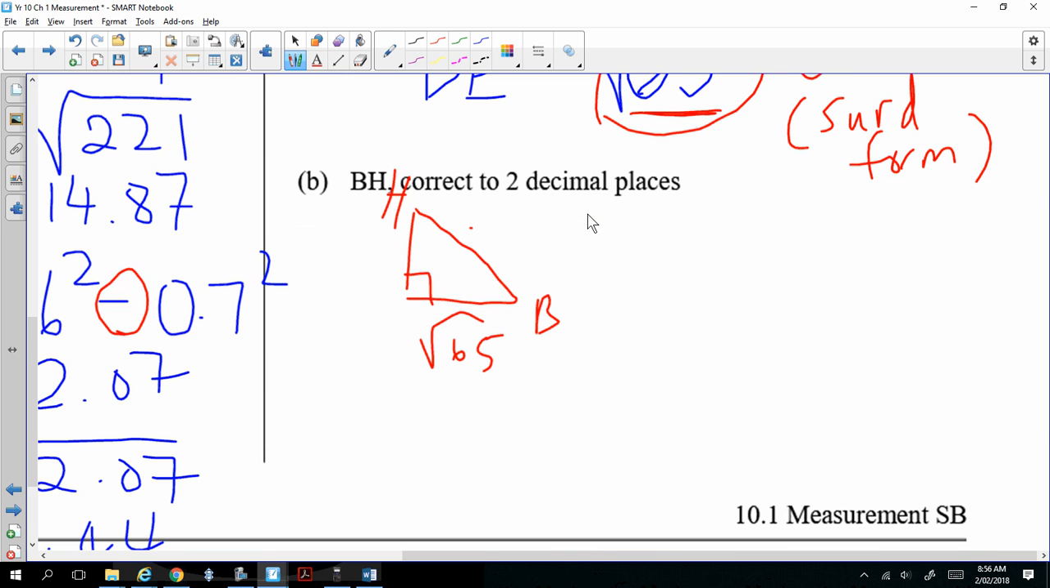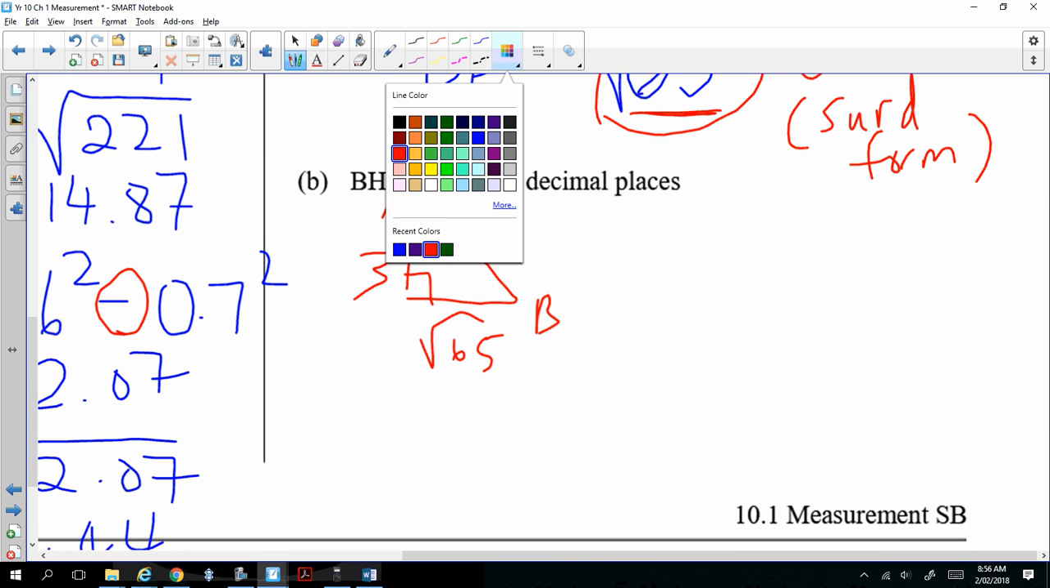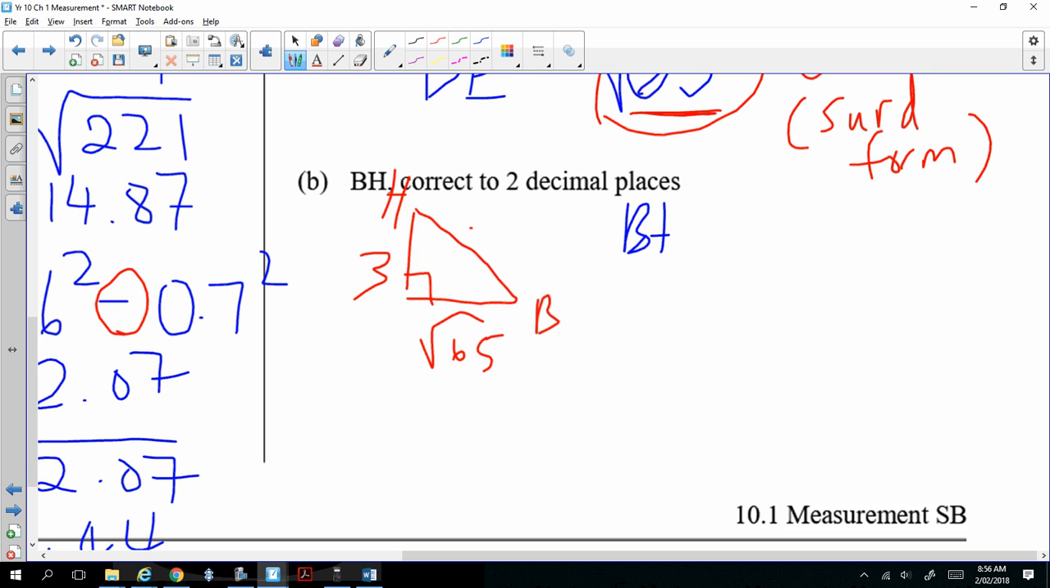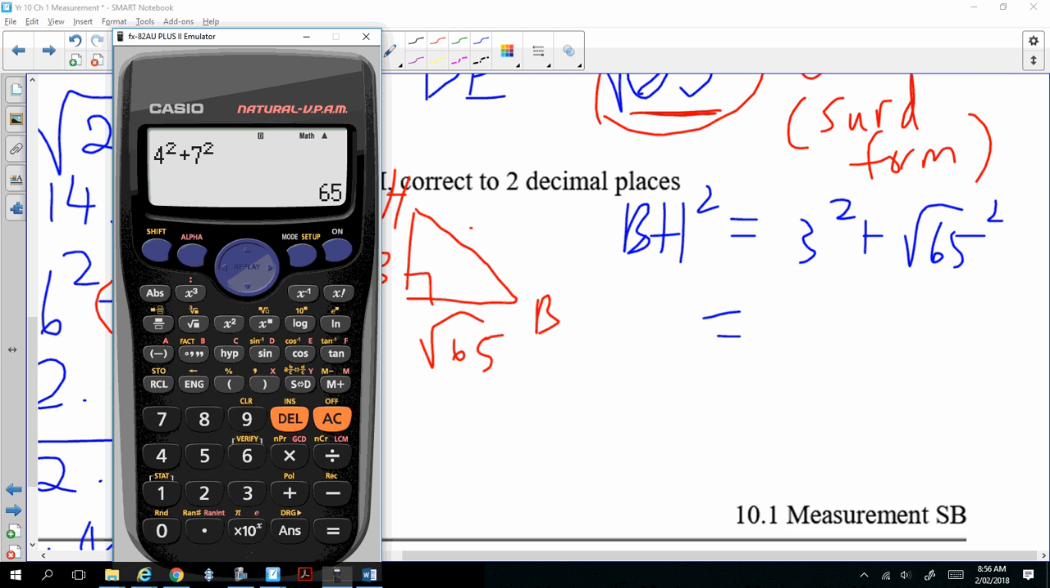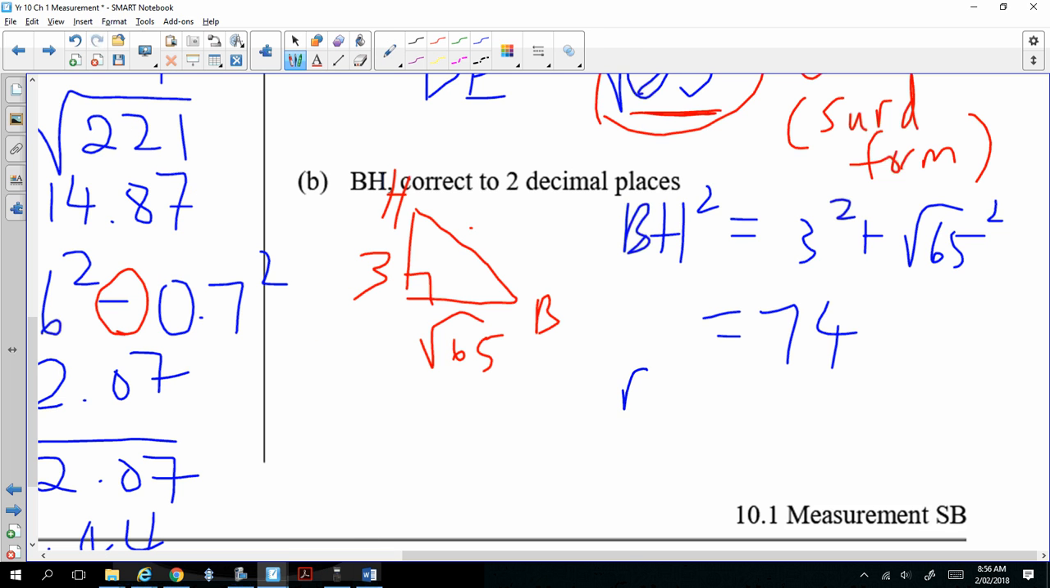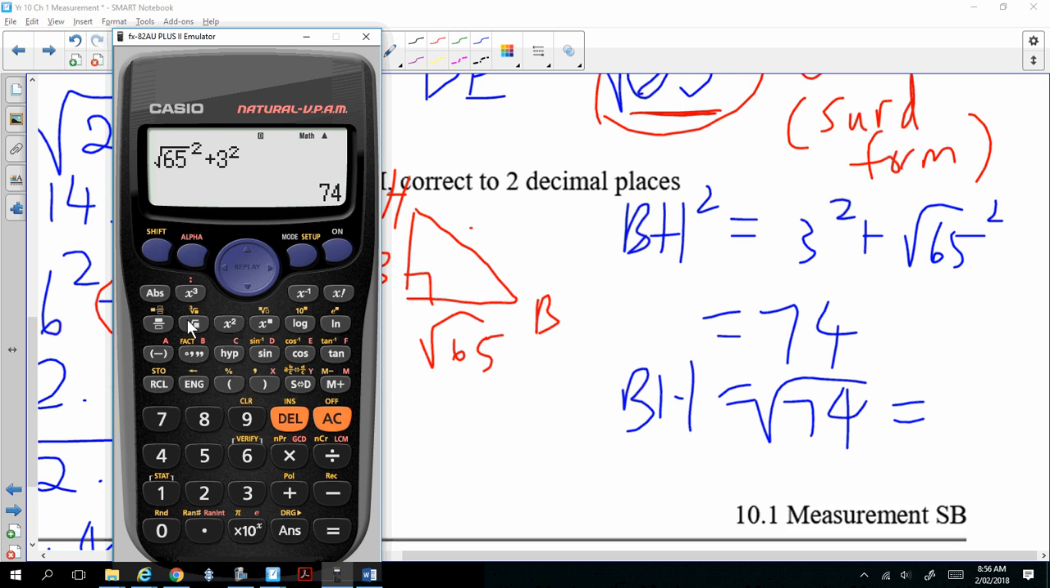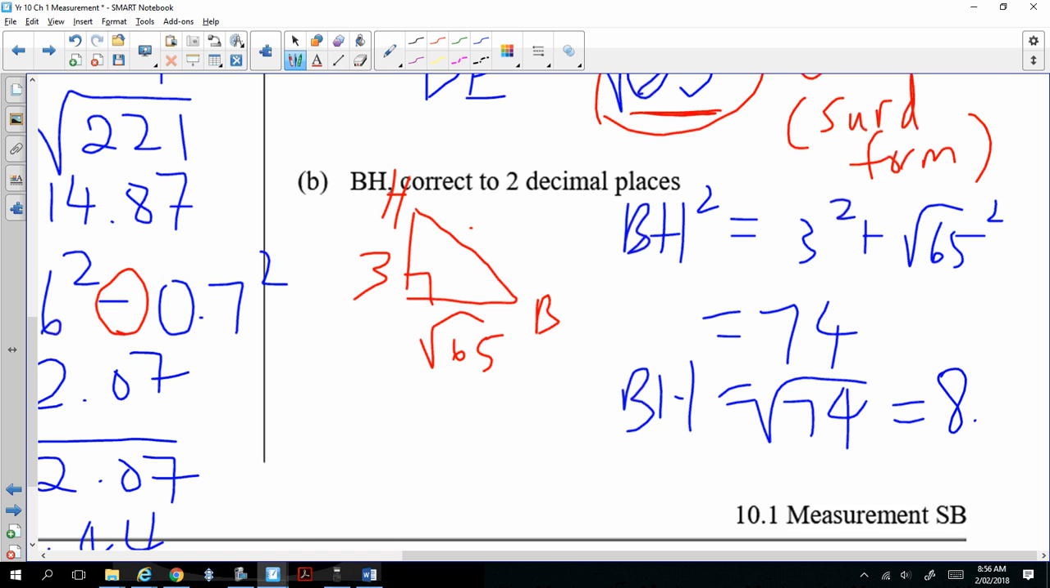So you use Pythagoras again. To find BH squared, you do 3 squared plus root 65 squared. Using your calculator, you write root 65 squared plus 3 squared equals 74. But this one you have to write in 2 decimal places. So let's work out what that is. 2 decimal places will be answer equals 8.60. Any questions? So you need to show this working in your book.